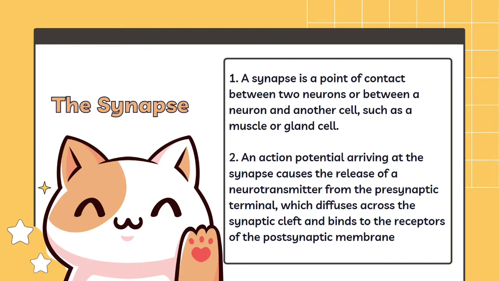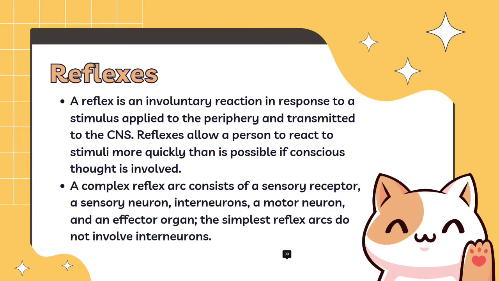So a synapse consists of the end of a neuron, which is called the presynaptic terminal, the small space called the synaptic cleft, and the postsynaptic membrane of another neuron or an effector cell, such as a muscle or gland cell. The next thing we're going to talk about is reflexes.